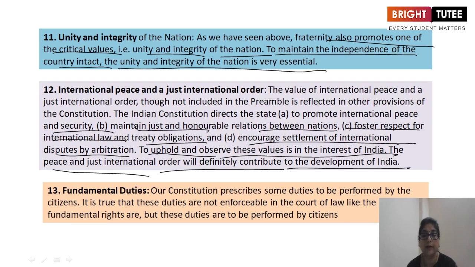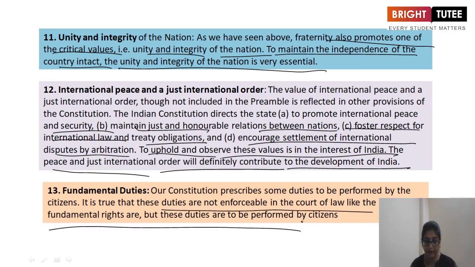Our Constitution prescribes some fundamental duties also to be performed by the citizens, as we have got the fundamental rights. So on the parallel side, we have a few duties also. It is true that these duties are not enforceable in a court of law like the fundamental rights are, but these duties are to be performed by the citizens.